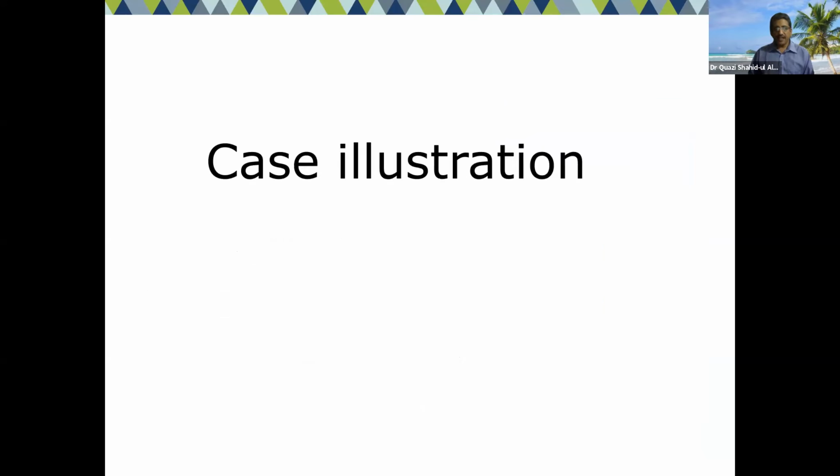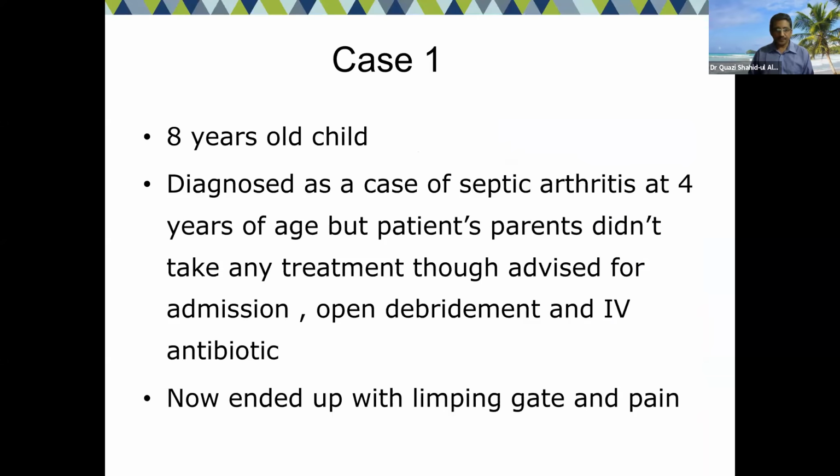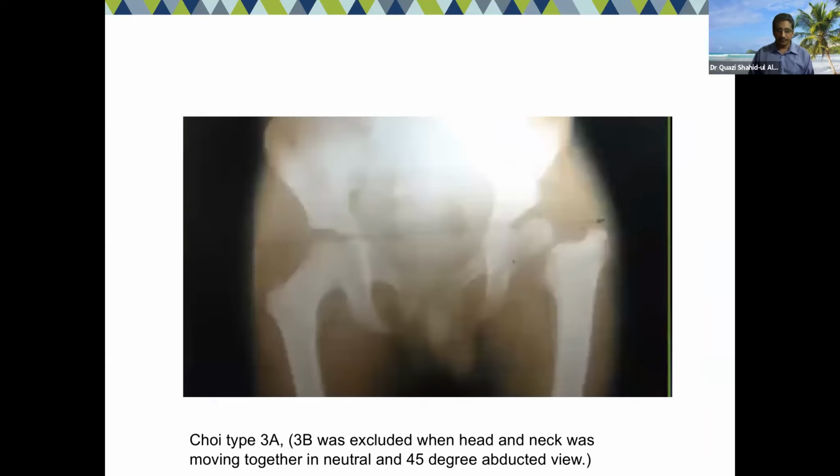So now let us have some case illustrations. An 8-year-old child diagnosed as a case of septic arthritis when he was 4 years of age. But the parents didn't take any treatment, though they were advised admission, open debridement, and IV antibiotics. Now they ended up with limping gait and pain. And this is his current X-ray right now. You can now clearly see it's a TOEI type 3A. Though a gap is seen on the X-ray, when you do the dynamic X-ray, it shows that they move as a single unit. So we classified it as TOEI type 3A.